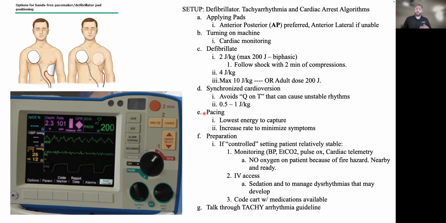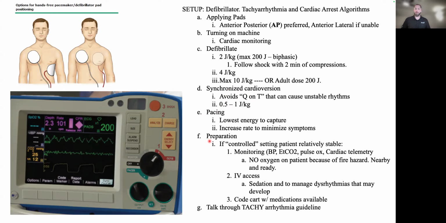If your patient needs pacing, they're bradycardic, well, you turn this to the green kind of pacing, and then you could actually adjust how much energy you need to capture, and also the rate that you're going at. So you would try to capture the heart and then adjust the rate until the patient is no longer symptomatic.